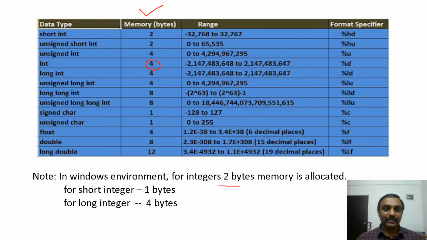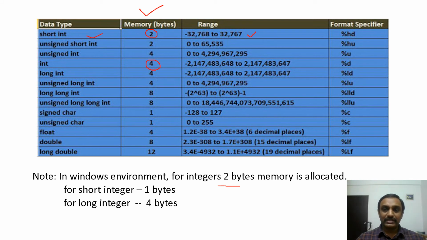Now observe here, this first one is a short int. So what is the range of numbers? This is minus 32,768 to 32,767. So that is how that one is taken. Here, how much memory is allocated? 2 bytes of memory allocated. 2 bytes is nothing but 16 bits.